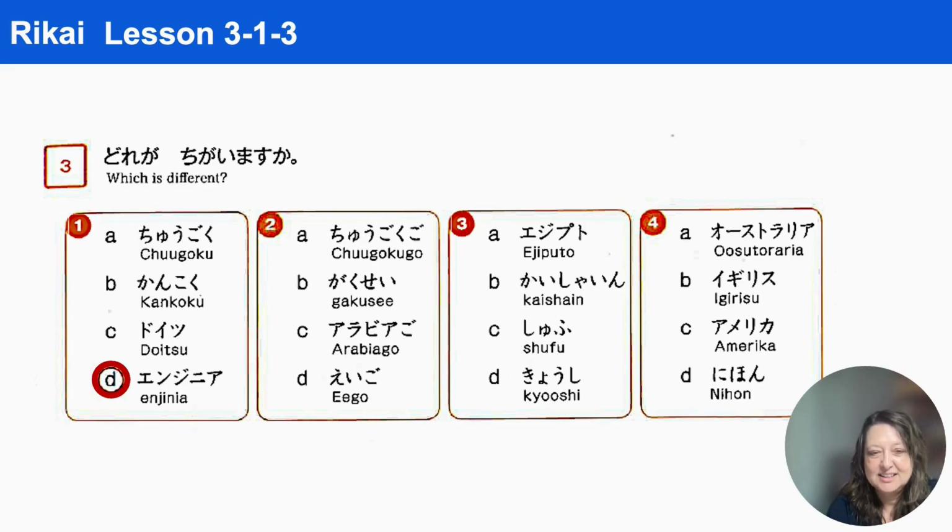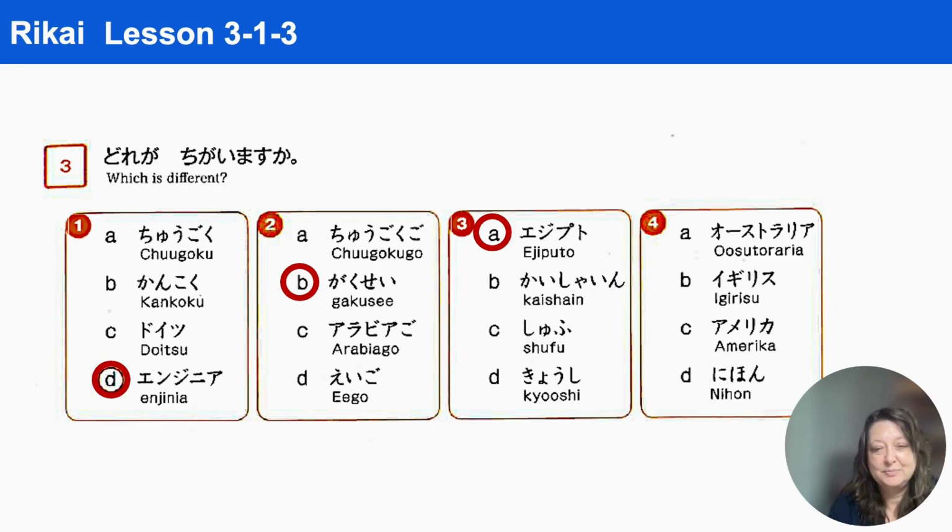中国語、学生、アラビア語、英語. どれが違いますか? Which one is different? 学生. 学生 is a student. The other three are languages. Number 3. Which is different? どれが違いますか? エジプト、会社員、主婦、教師。エジプト Egypto is a country. The other 3 are occupations.